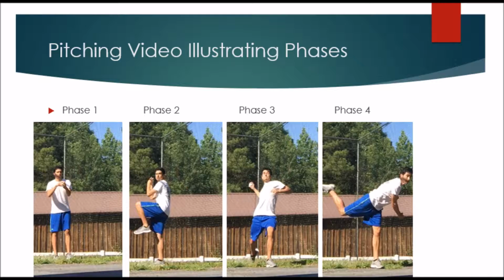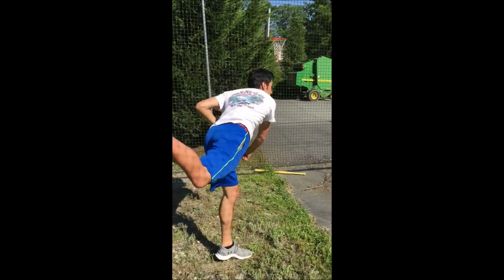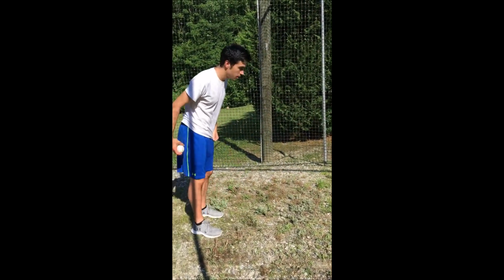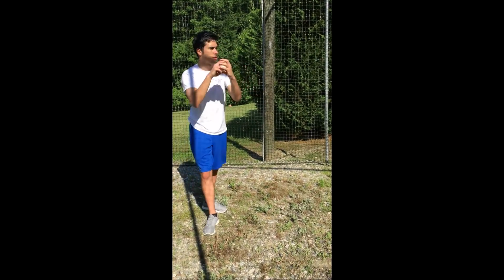And then in phase 4, the pitcher is going to thrust his dominant arm forward over his head, and this can be in a linear motion or a slicing motion. It all depends on the kind of pitch he's going to throw. And he's going to release the ball once the hand is almost completely outstretched.